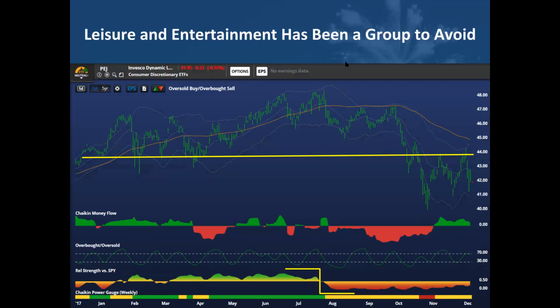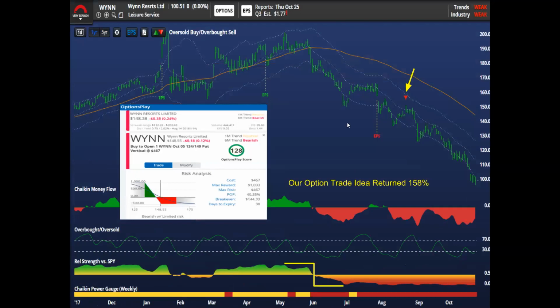Here is the ETF that tracks that group. PEJ is the Invesco Dynamic Leisure and Entertainment ETF, and you can really just see it here. It actually began to underperform the market before the market top, but continued to do so throughout the back half of 2018, all while institutional investors were dumping these names. Well, we identified Wynn as a potential loser.